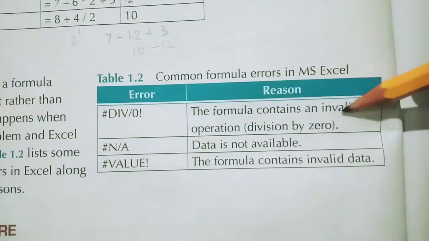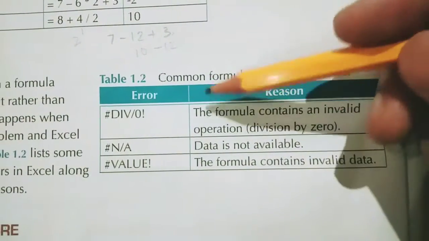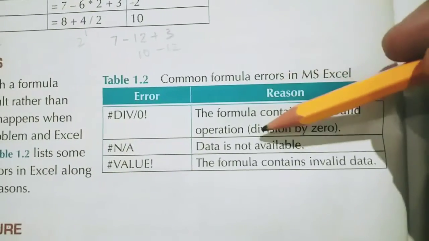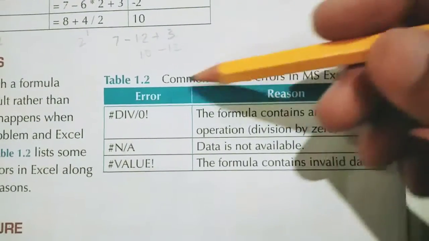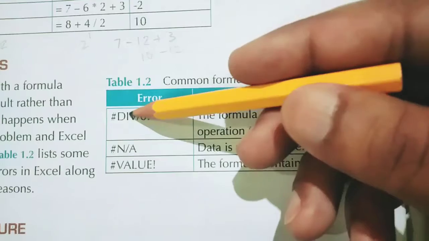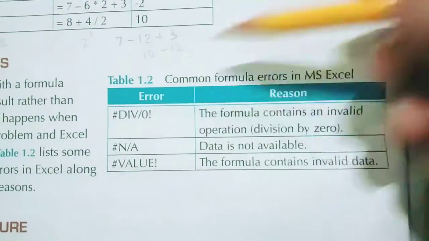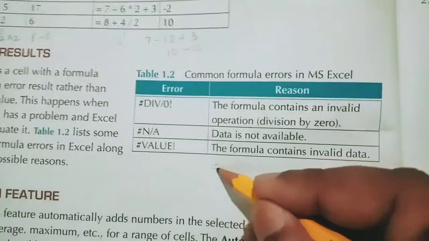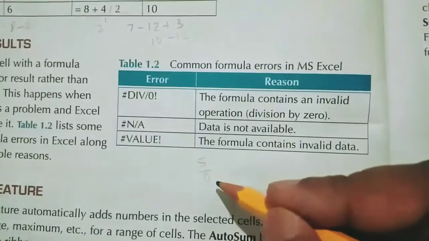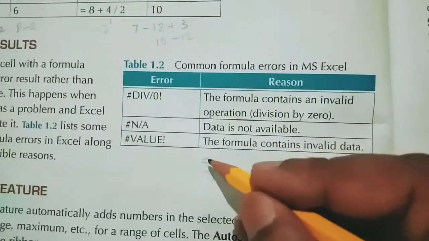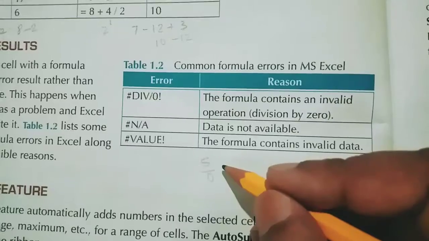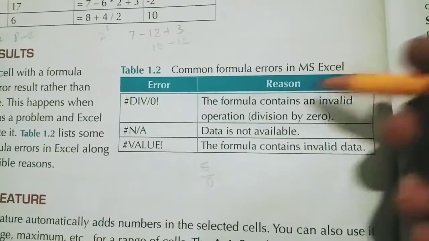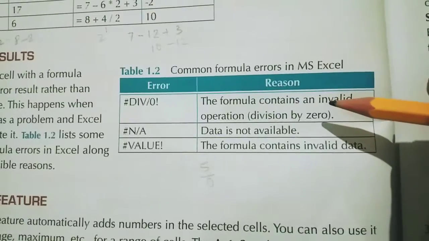For #DIV/0!, the formula contains an invalid operation. What invalid operation? It is showing division by 0, right? Here it is written clearly, divide by 0. You cannot divide any number by 0. Suppose 5 divided by 0, you cannot do it. This is a mistake. 5 divided by 0 is not defined. It is not possible in maths. That's why this error will show like this.